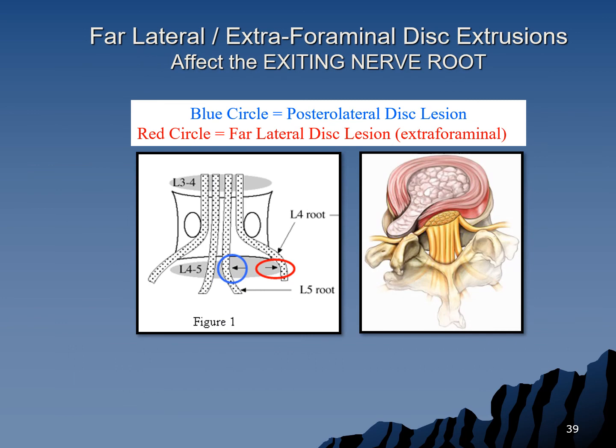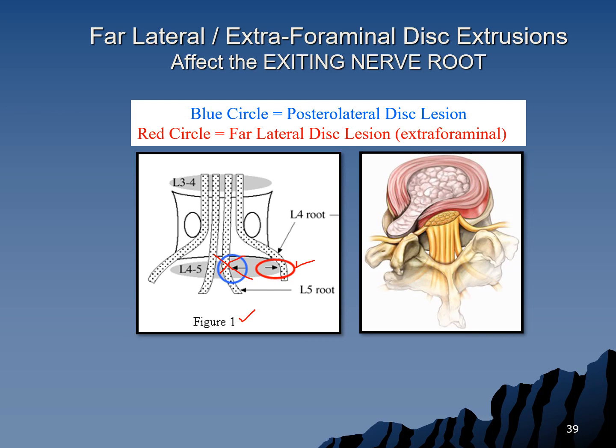There is an exception to that. Okay, so let's look at the picture on the left, figure 1, right there. All right, so the blue circle is showing a descending L5 nerve root. And of course, if there was a posterolateral disc protrusion in this area here, it would affect that root. But if there was a far lateral disc protrusion, in other words, if the disc protrusion or extrusion went laterally, that's what we would see here in this red circle, and it would affect the exiting root.